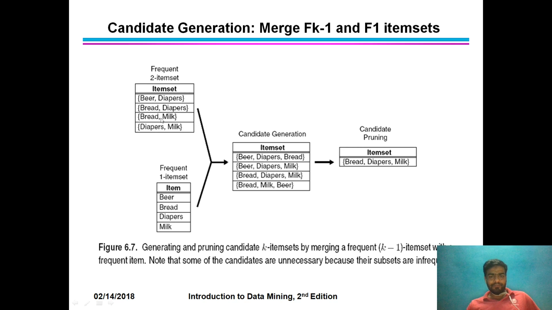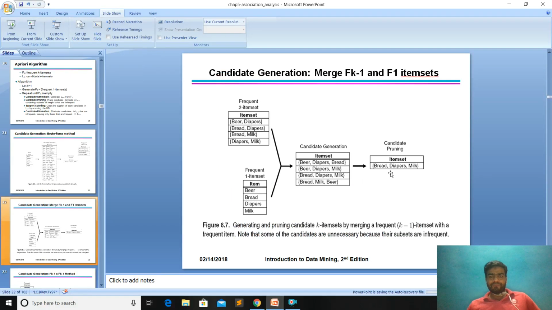So then bread, milk with beer. So this is a candidate generation. Then again candidate pruning. Now after applying the candidate pruning, what you can get is that bread, diaper, milk is the only frequent item set that can be considered.